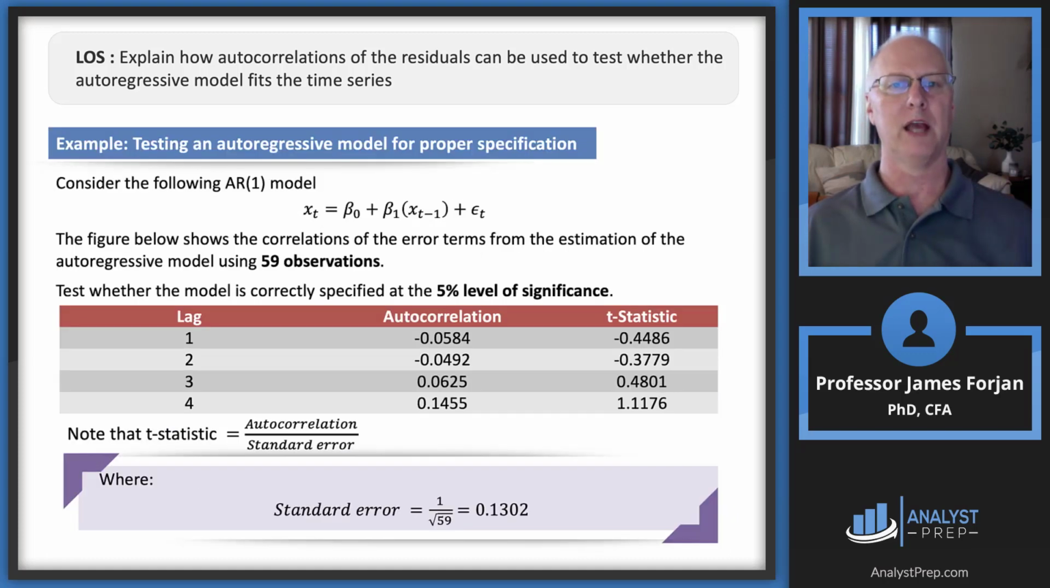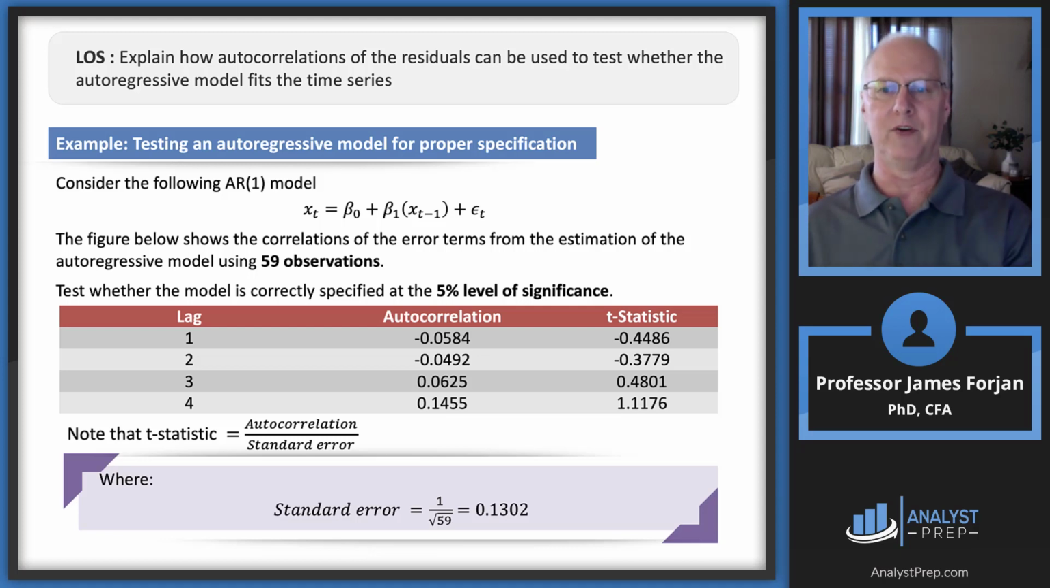All right, let's take a look at an example of how we can test for this autoregressive model. So there's our AR(1) model. There's x_t on the left-hand side and x_t minus 1 on the right-hand side. This analyst collects 59 observations. There's our 5% level of significance, which is pretty common. And note that there's the output from the software for this regression analysis.